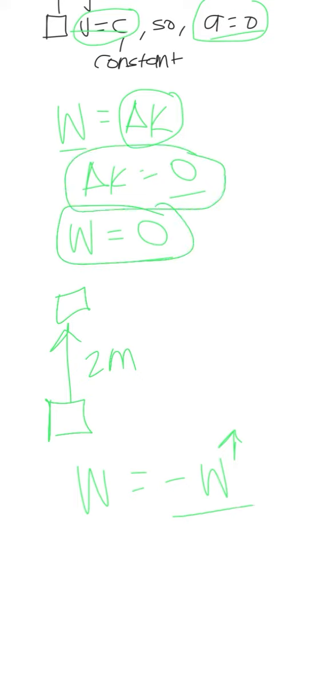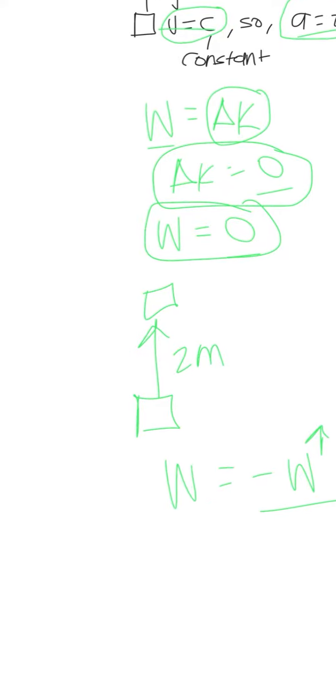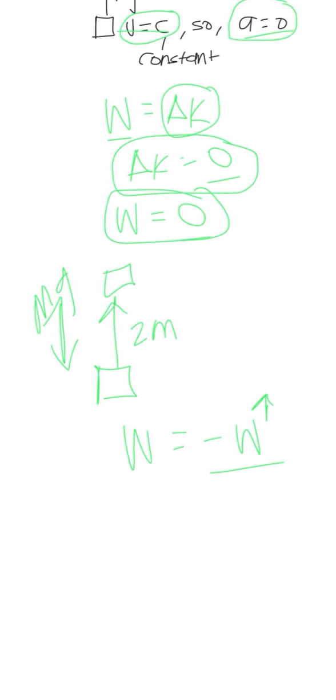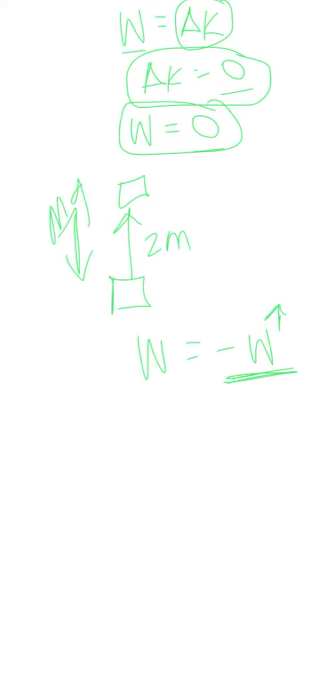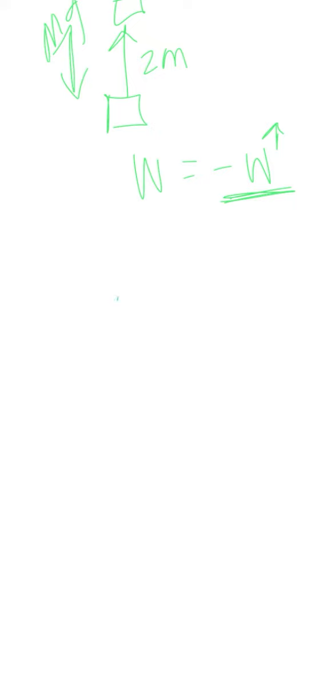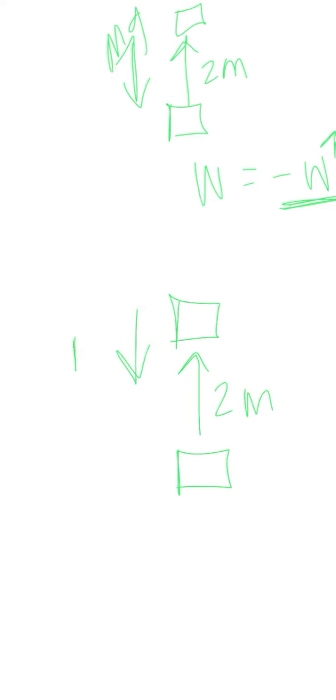It's negative because he's going opposite of mg, which mg is going this way. So that means that if it's going up, then it's negative work. Now we're asked to see what the work done by the weight is. So the box is moving up by 2 meters. mg is this way.